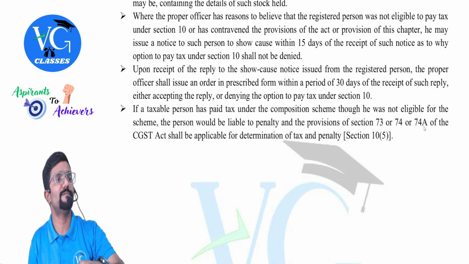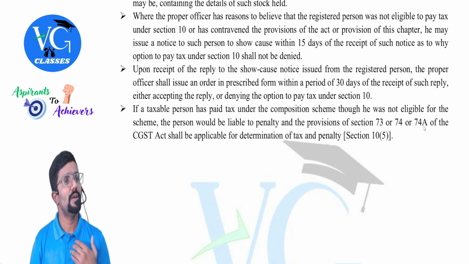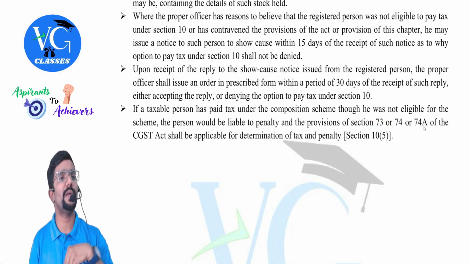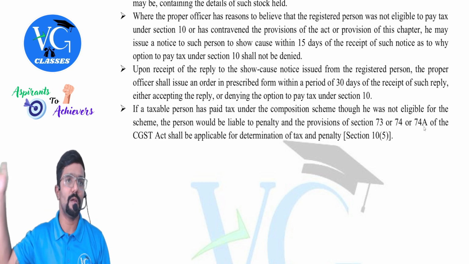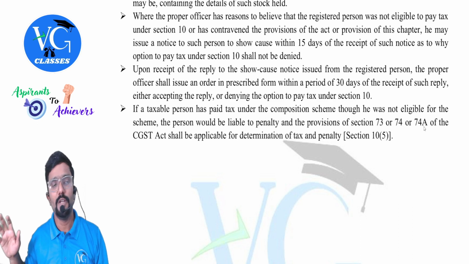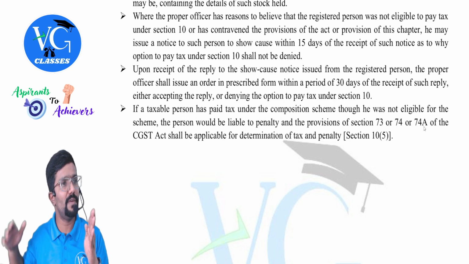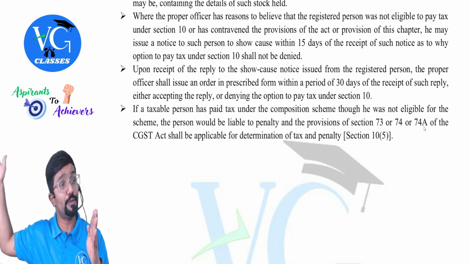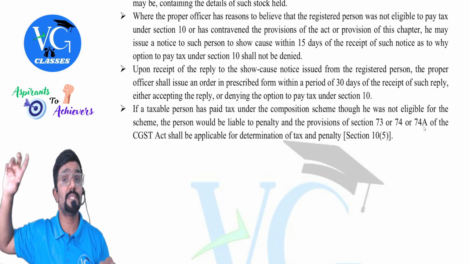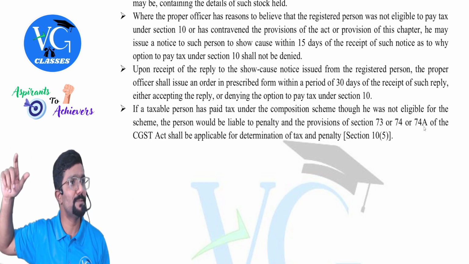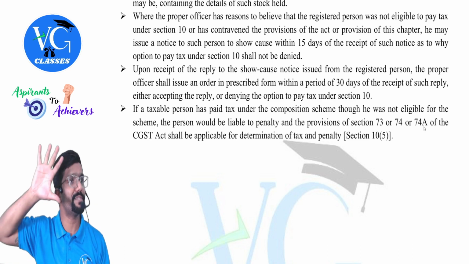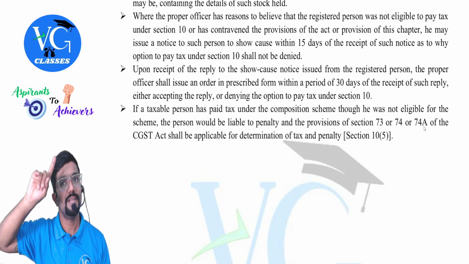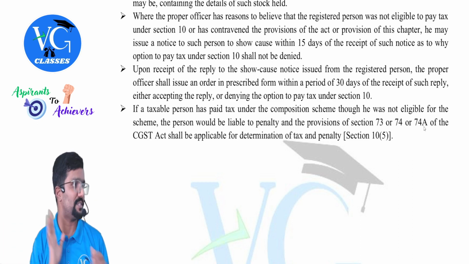Section 10 subsection 5. What they are telling is, on 15th February, assume I became ineligible for the composition scheme, but I still continued to pay tax under the composition scheme. Now they will calculate from 15th February till the day I actually continued to pay tax under section 10. How much is the difference in tax? I would have paid only 1%, but as per the normal rate it is 5%. What is the difference? 4%.